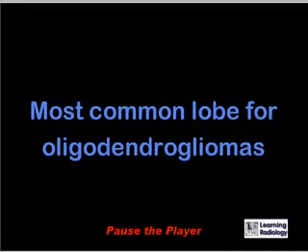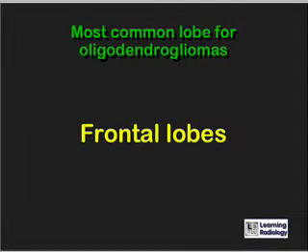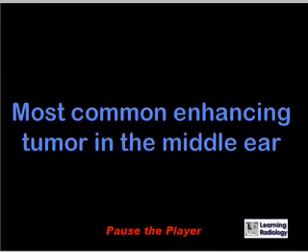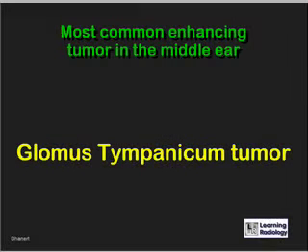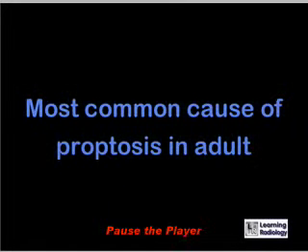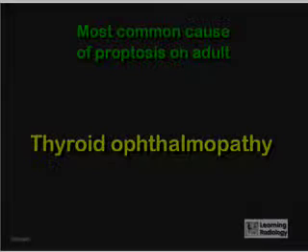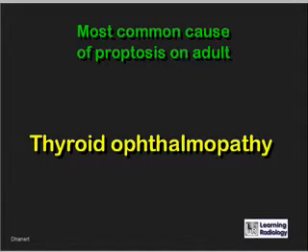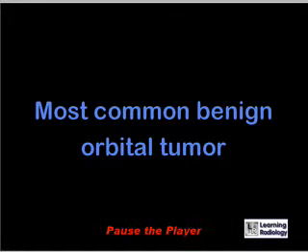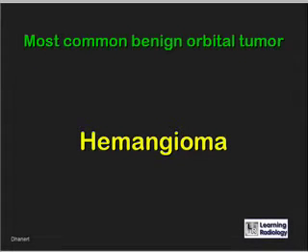What is the most common lobe for oligodendrogliomas? The frontal lobes. What is the most common enhancing tumor in the middle ear? A glomus tympanicum tumor. What is the most common cause of proptosis in an adult? Thyroid ophthalmopathy. What is the most common benign orbital tumor? A hemangioma.